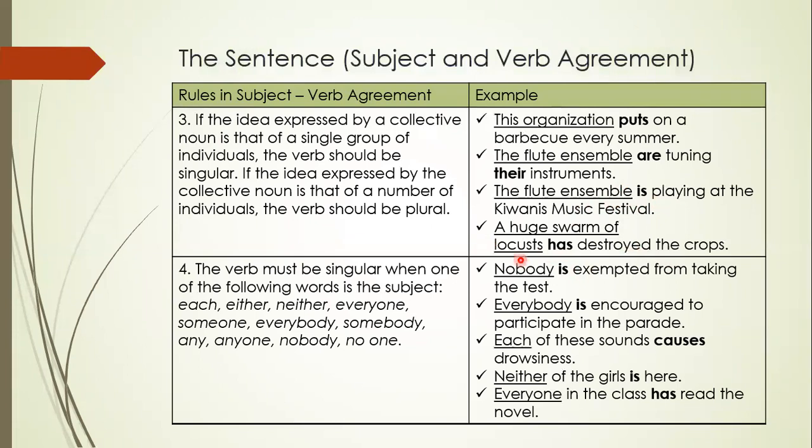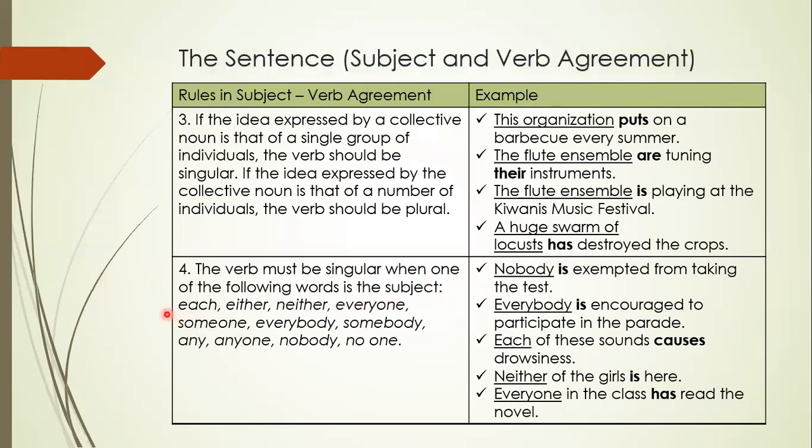So they may be expressed as a single group. So you may need to have a singular verb, non-action verb, has. All right, number four. The verb must be singular when one of the following words is the subject. All right, these are all singular subjects.